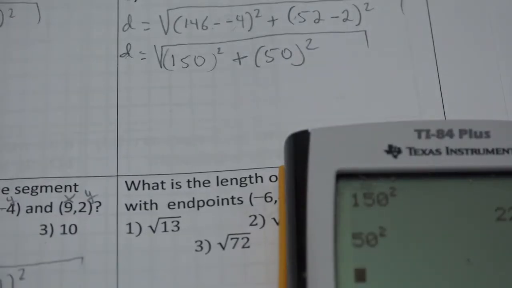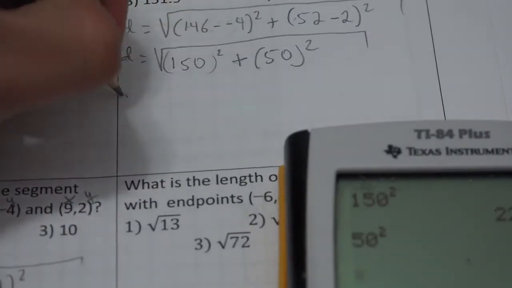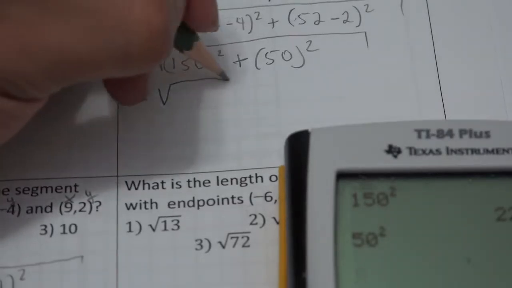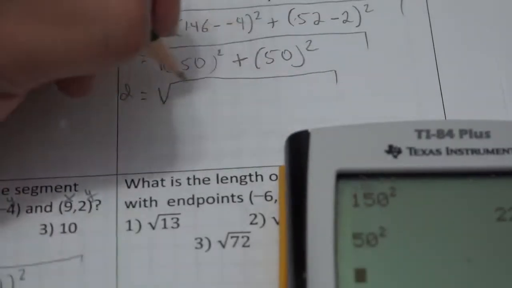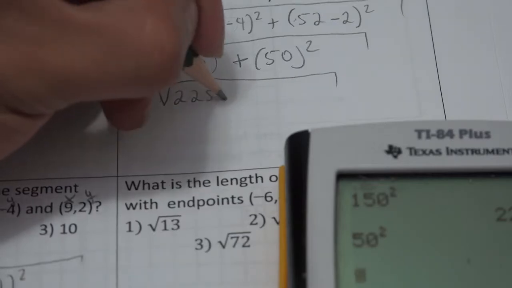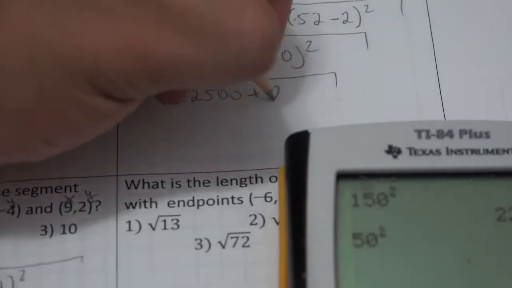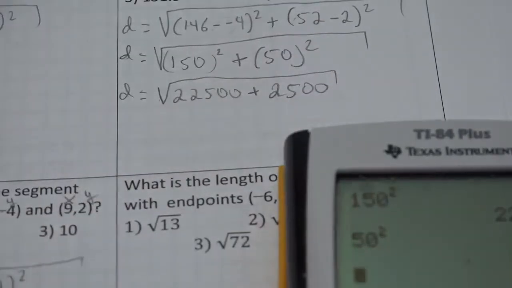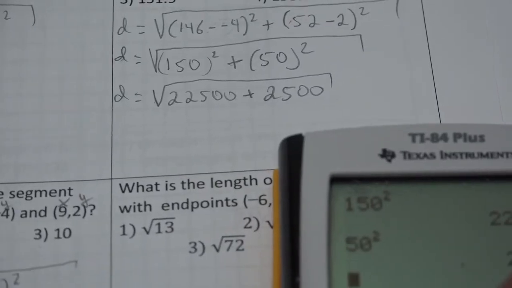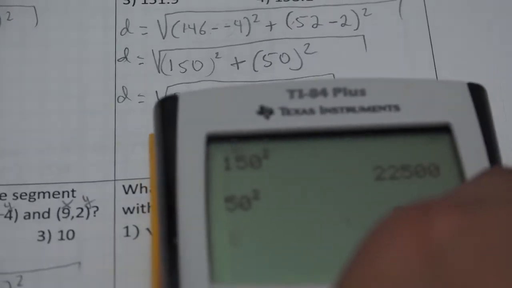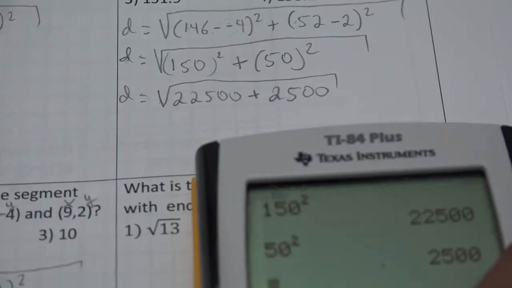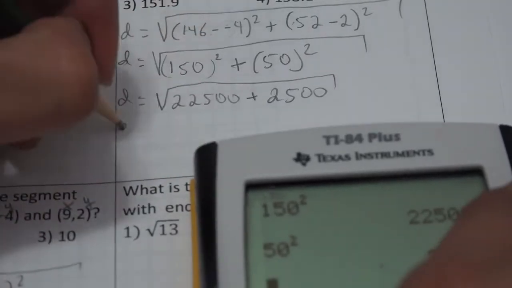So I'm going to write distance equals and then square root. 22,500 plus 2,500. Oh, by the way, can you do the distance formula, the whole formula inside the calculator? Of course you can. You want me to show you how? No, let us finish this first.